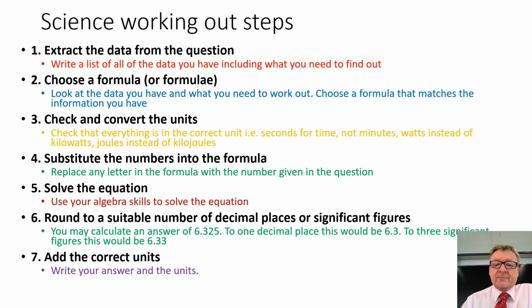Now, when you're going through this, this is going to be the start of each one of these. You need to follow these steps, so if I was you, I'd make a note of them somewhere. Number 1, extract the data from the question. Number 2, choose a formula. Number 3, check and convert your units. Number 4, substitute the numbers in, so you put them into the right place. Solve the equation. Round to whatever they're asking you to, decimal places or significant figures, and then make sure you add in the correct unit. Follow those 7 steps every single time in a physics question if there's numbers involved.